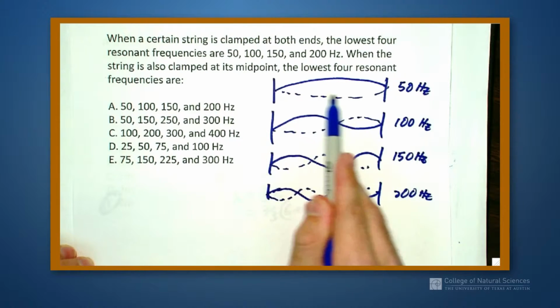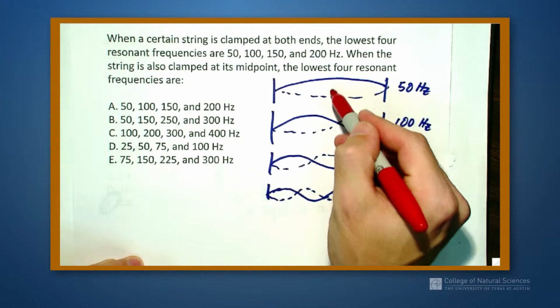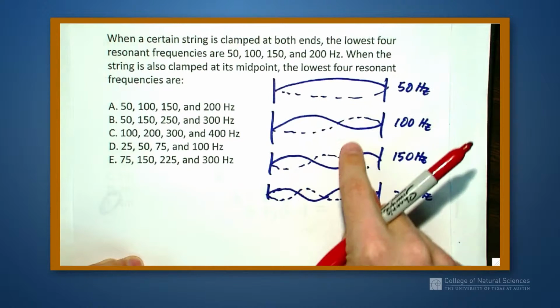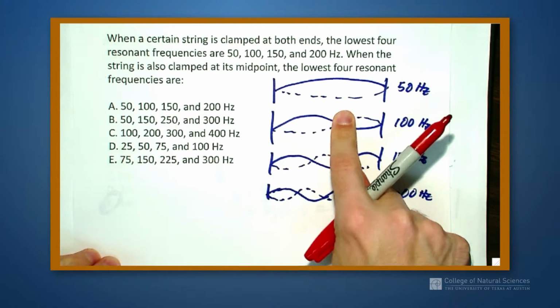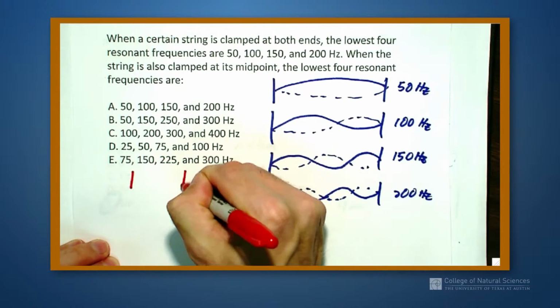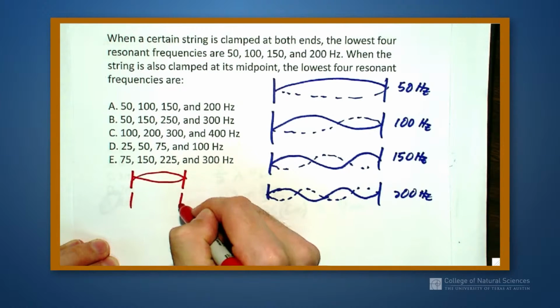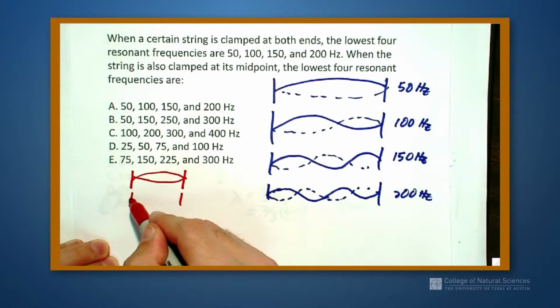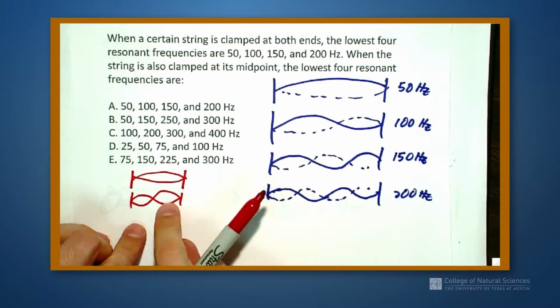Well, notice that if we pinch this one right here, our wave can no longer exist. If we pinch it in the middle, this one doesn't exist. If we pinch this one in the middle, it looks like we're at an n equal 1. So if I look at the half wavelength, I know that I'm going to get the four lowest ones to be the same things that I got before, but on a smaller scale.